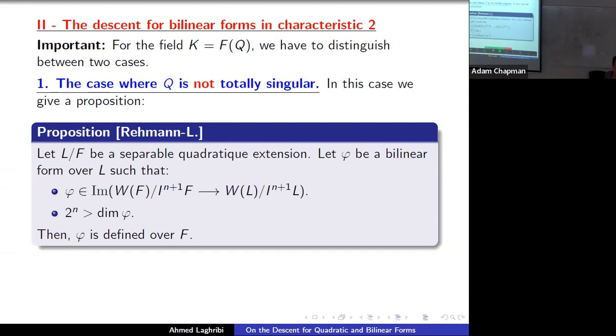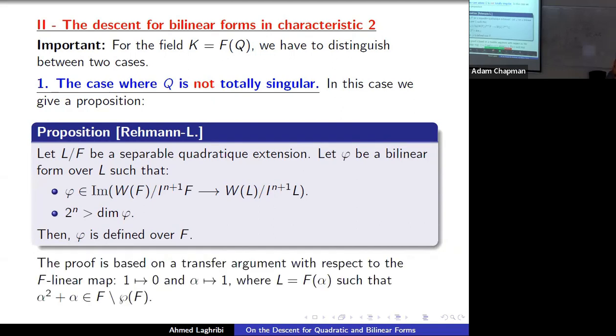Then phi is defined over L. Here it is really simple. This is an affair of transfer. You take the Scharlau transfer that sends 1 to 0 and alpha to 1. And you prove easily that phi is defined over L. Really defined, not just Witt defined. Okay, and recall that phi is defined over F means it's a weakness.